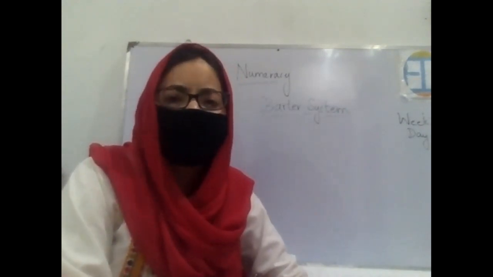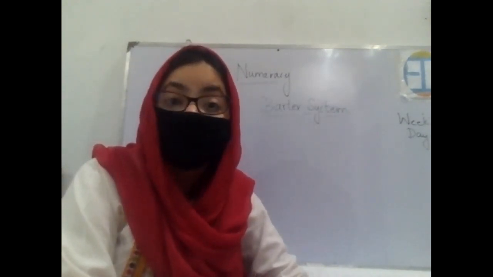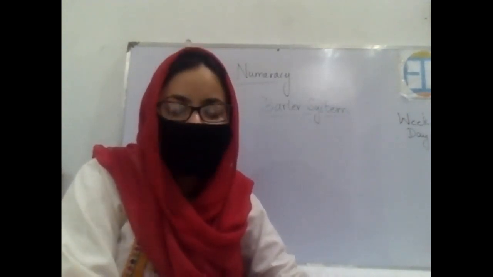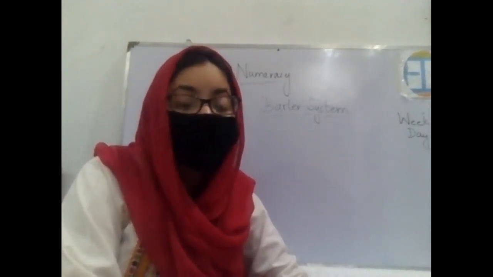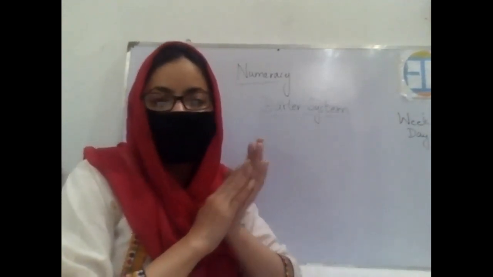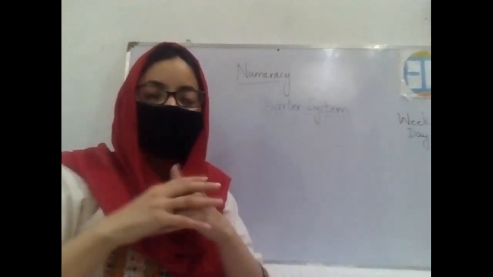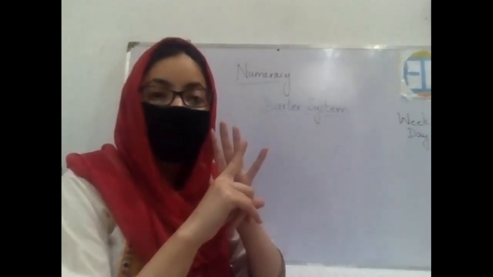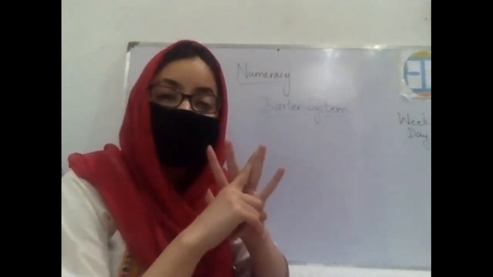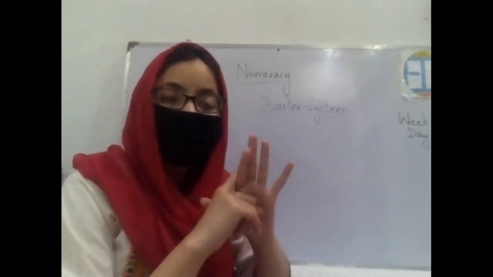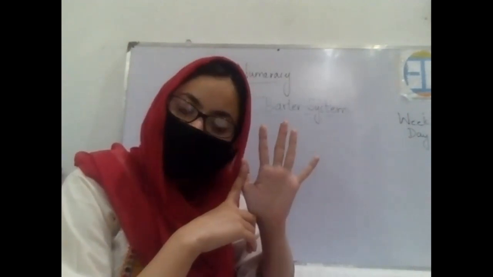So who is going to tell me how many coins we have? Yes, a total of five. Very well done. And how many notes do we have? A total of seven. Very well done. Excellent. Okay, so can you tell me the coins we have? A 1 rupee coin, a 2 rupee coin, 5, 10, and a 20 rupee coin, right?